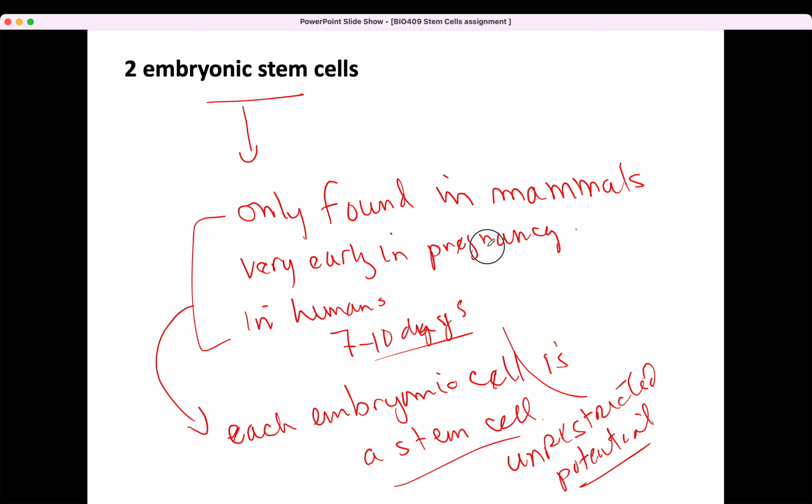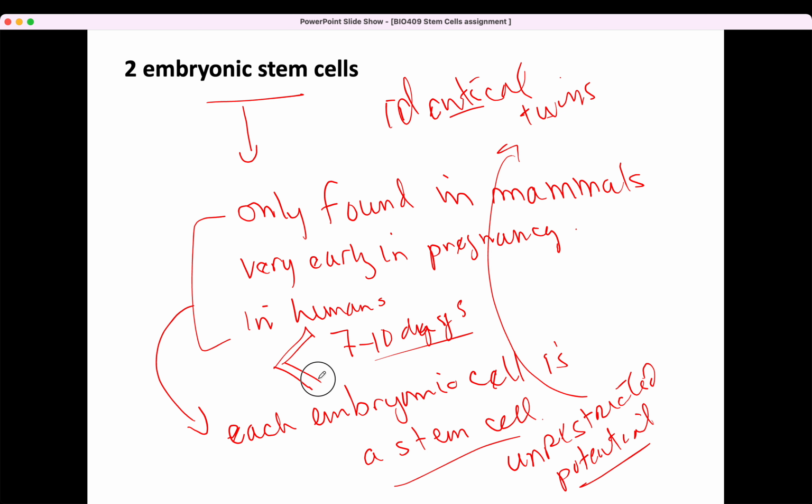A good example of that happening is identical twins. Identical twins have the exact same genomes from the two parents at this point. Identical twins are where one embryo splits in two during the first 7 to 10 days of embryonic development, very early in the pregnancy, and that shows that each of the cells has unrestricted potential. You could get identical twins, identical triplets, identical quadruplets. They're from one very early embryo that splits into 2 or 3 or 4 embryos.